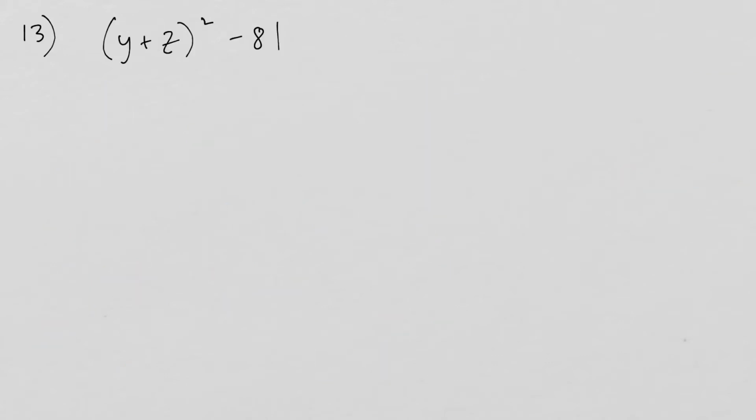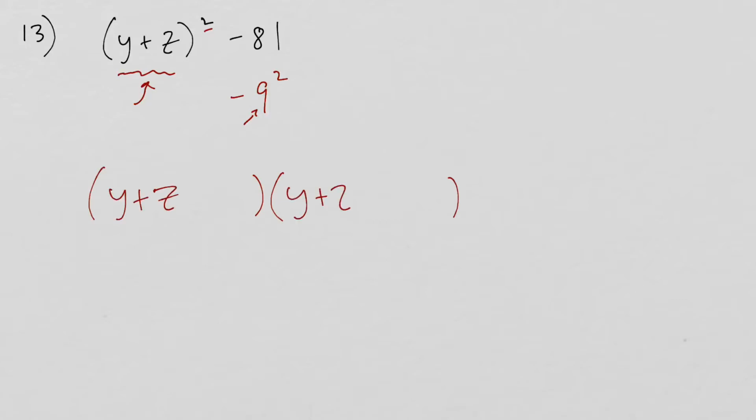Again, we have the difference of two squares. This is already shown as a square, but we can write this as minus 9 squared. So you have this first item squared minus 9 squared, and you're going to have the conjugate pairs. The first item is y plus z. The second item is 9. We put a plus for one of them and a minus for the other to give us our conjugate pairs, and nothing can be simplified, so we're done.